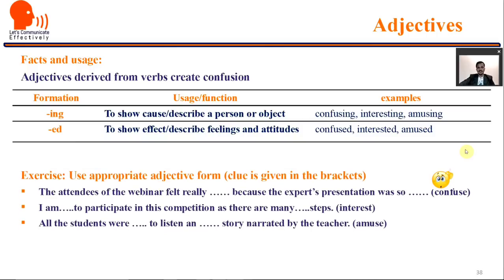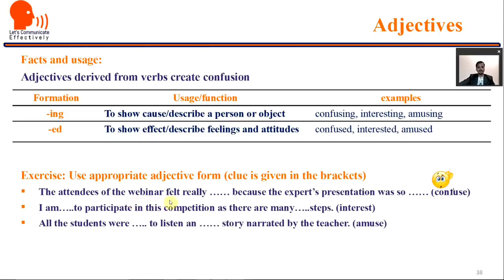So let us see now the proper usage of those confusing adjectives. As usual, in our own way of solving the exercise and understanding, as I told, we will do more and we will understand better. So let us do this exercise. Use appropriate adjectives, and you will find the clues given in the brackets. We have to use either the ing or ed form of the words in brackets.